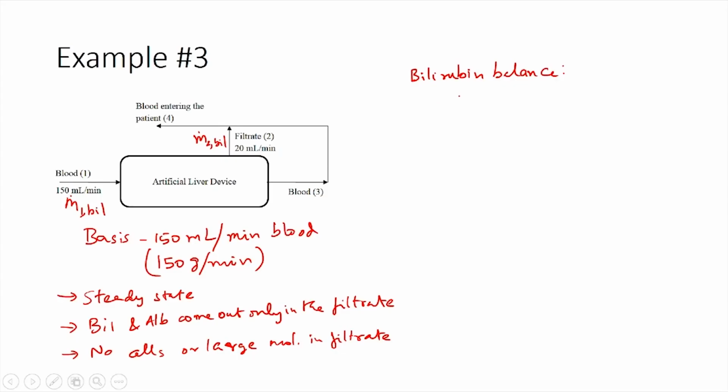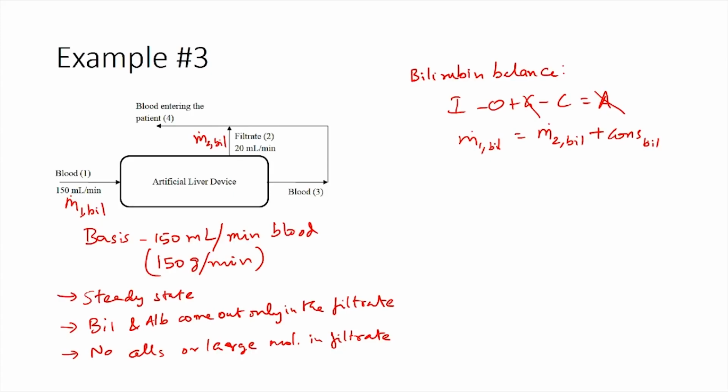So, we would have a material balance as input minus output plus generation minus consumption equals accumulation. At steady state there is no accumulation. This bilirubin is not being generated by the system, so generation goes to 0. We know that there is going to be a consumption term, there is an input term and an output term. So, based on this we can write the bilirubin balance as M1 bilirubin equals M2 bilirubin plus consumption of bilirubin.